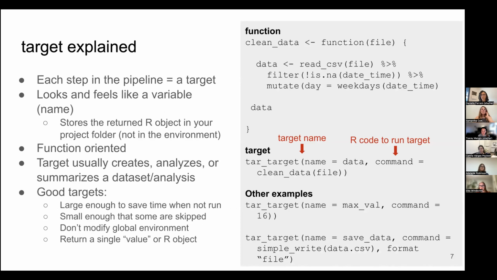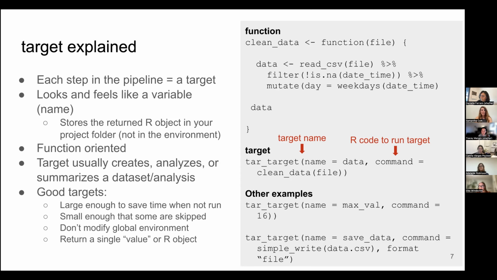Okay, so what is a target? You can think of every single step in your pipeline as a target, whether that's defining a variable, reading in data, cleaning, doing an analysis, summarizing information, or saving a figure. Every step could be thought of as a target. It looks and feels a bit like a variable. You define something by a name, but it stores the returned R object. Every target returns an R object in the project folder and not in the environment. It's very functions oriented. You'll see that when we dive into the code.